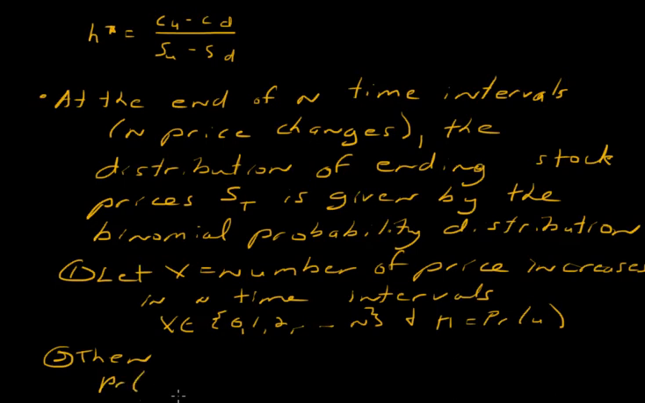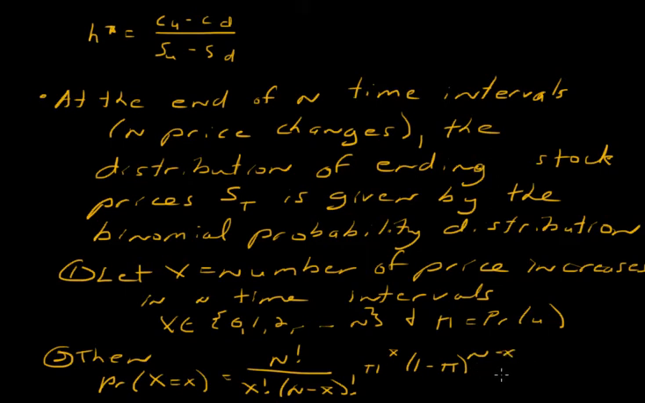Then the probability that x equals a specific outcome is our wonderful factorial. So we have n factorial over x factorial times the quantity n minus x factorial, times pi to the x power times 1 minus pi to the n minus x power. And so this is one of the beauties of this model. We have a nice distribution based off of a very simple underlying price construct.